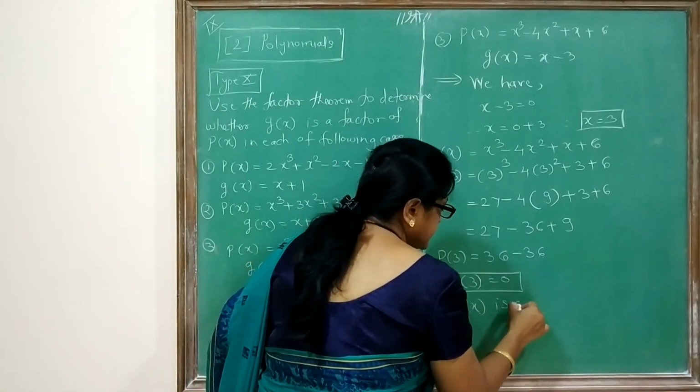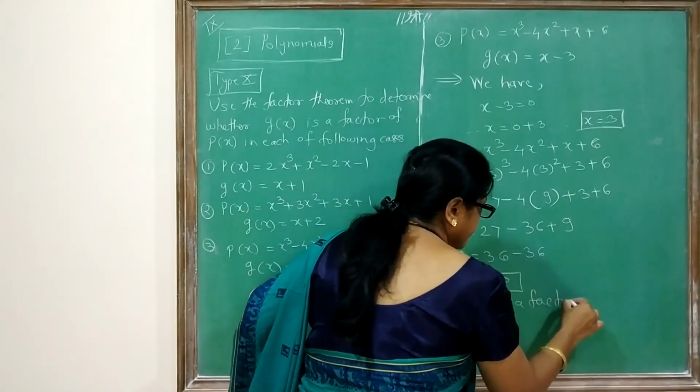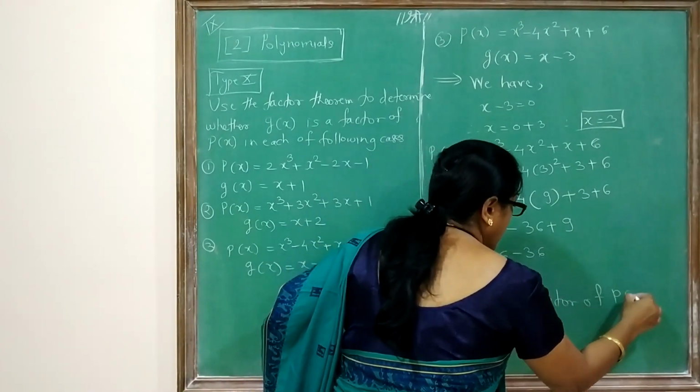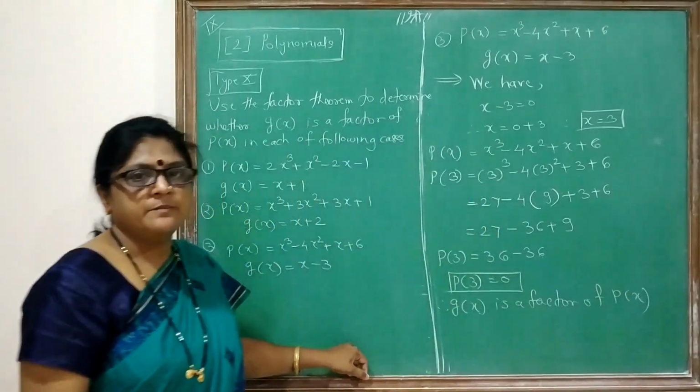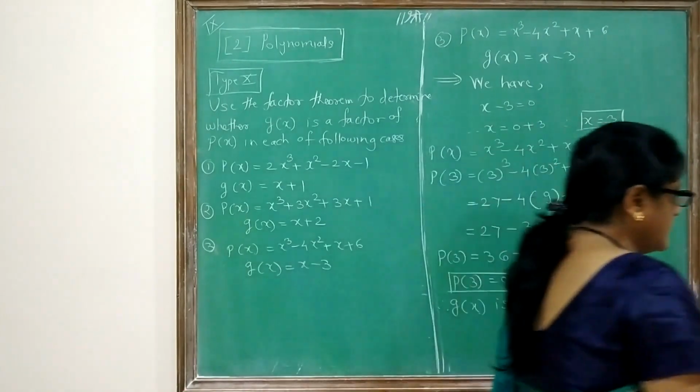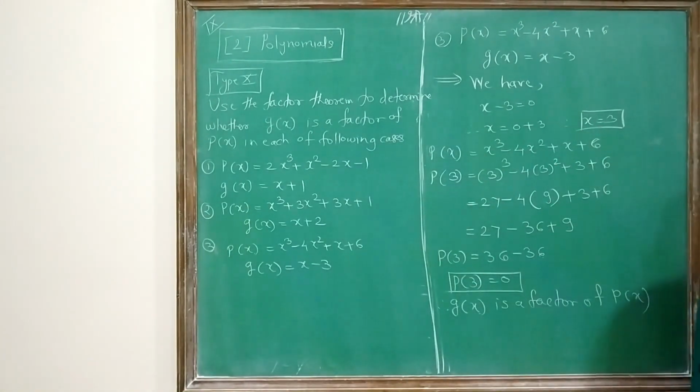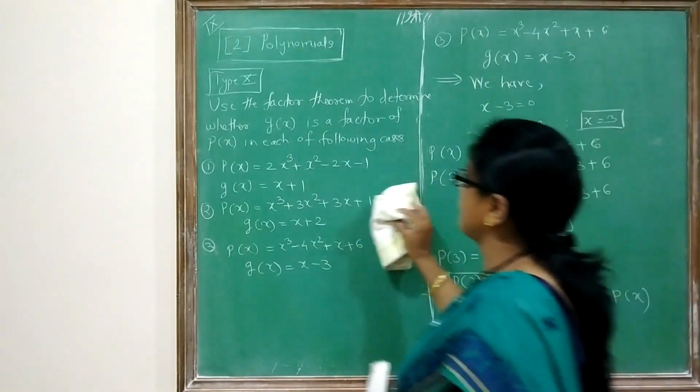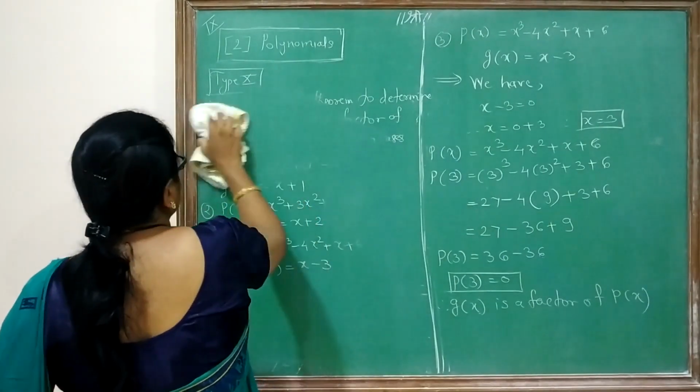G of x is a factor of p of x, because its remainder is 0. Now see the next slide. The second example we can do.